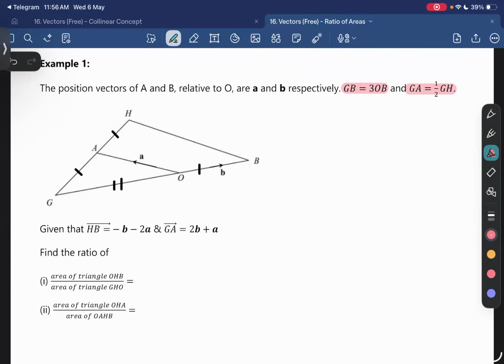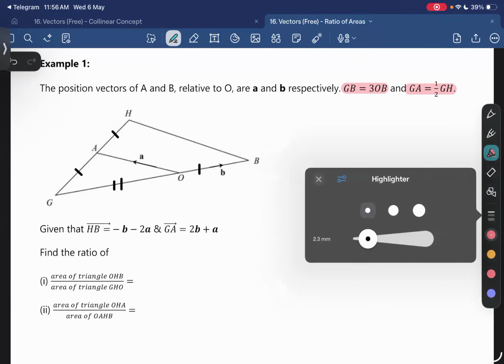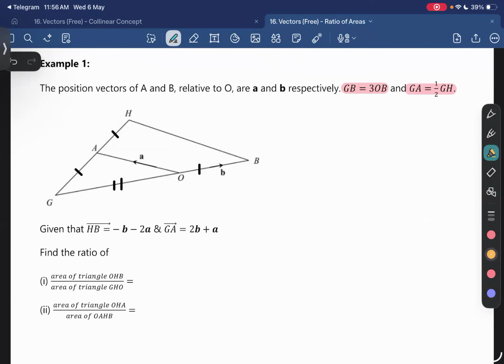All right. Okay, what's the first thing we want to do? We want to find triangle OHB. Okay, I must draw. I draw with my pencil, okay? So OHB is over here. Okay, this is OHB and GHO. Can you see they are side by side? Yeah, so they're side by side, right?